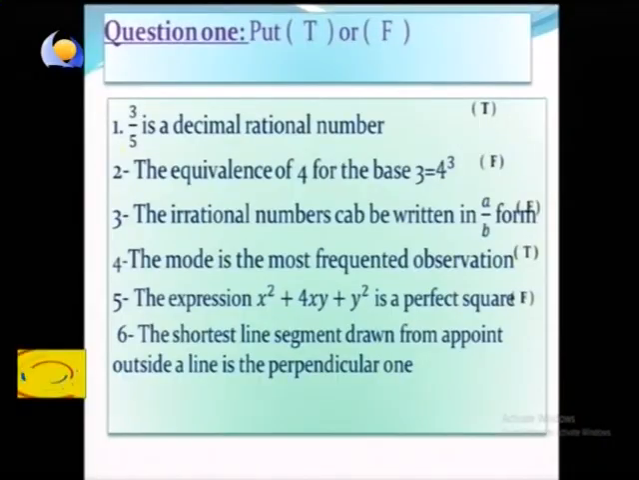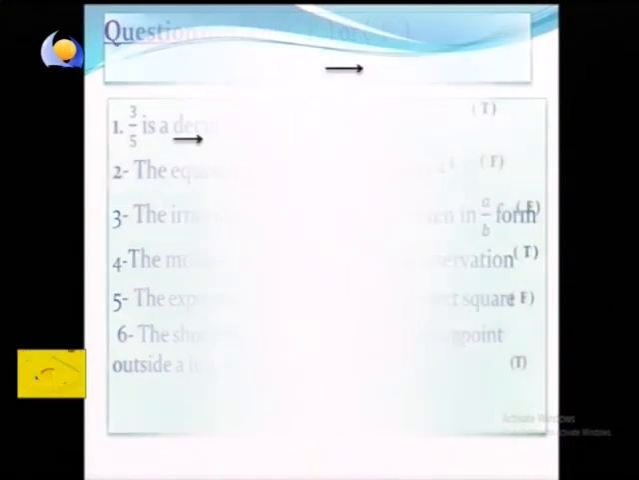Number 6, the shortest line segment drawn from a point outside a line is the perpendicular one, and this is completely true. This is one of the inequalities theorems.